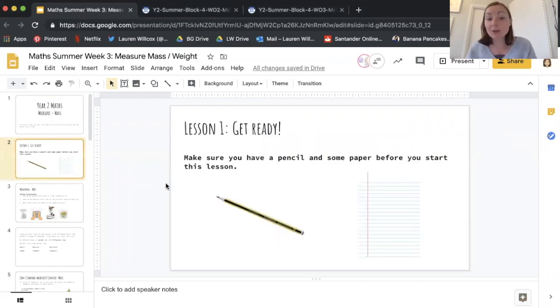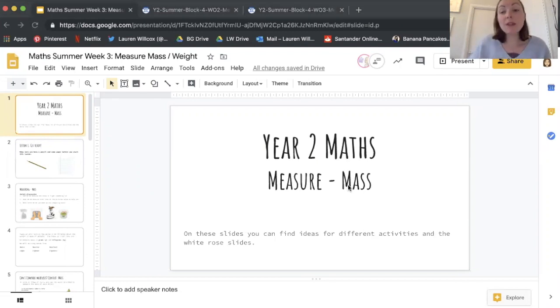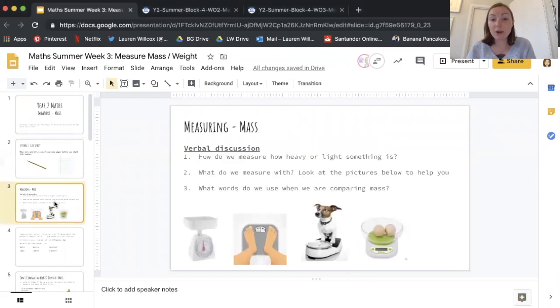Make sure that as always you have a pencil and some paper ready so that you can take notes, and make sure that you know how to pause this video so that you can come back to it later if you need to. Okay, this week we are going to learn about measure still. You'll find lots of activities on these slides and of course the links to the White Rose ones as well.